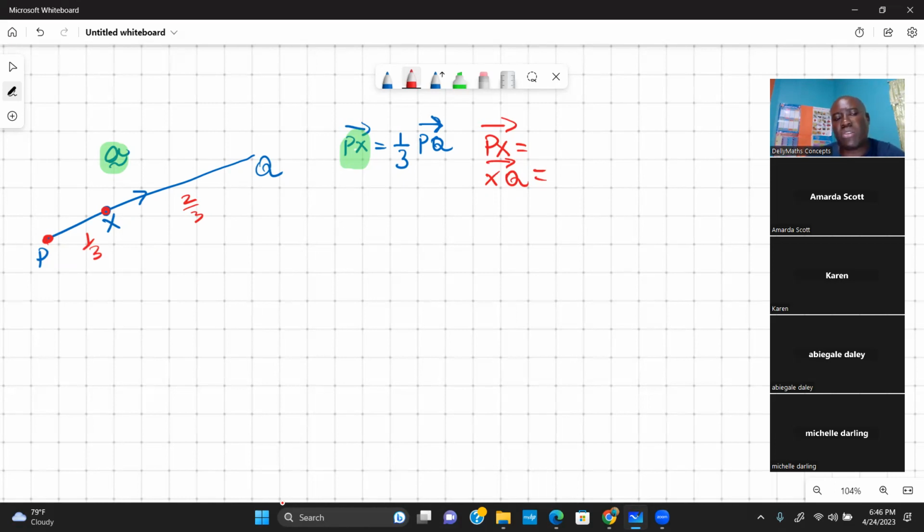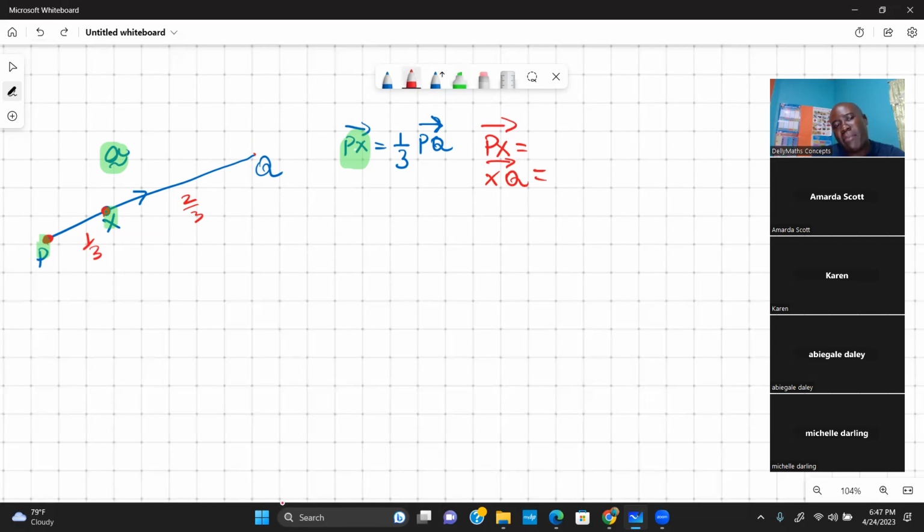I'm just saying to you, you have to be simple. If the entire line is from P to Q, and P to X is 1/3, I'm saying the remaining distance must be 2/3. Straight up. If P to X is 1/3, then from X to Q it must be the remaining part to make the whole. So it's regular.